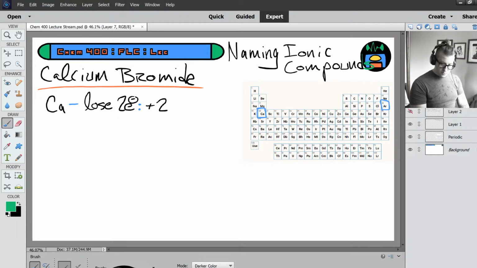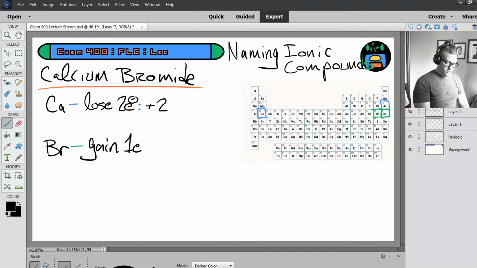Now let's look at our anion, bromide. Bromine is number 35. Its nearest noble gas, krypton, has 36. So bromine, to become an anion, needs to gain 1 electron. All right, it's gaining 1 electron, so it will develop a charge of -1.